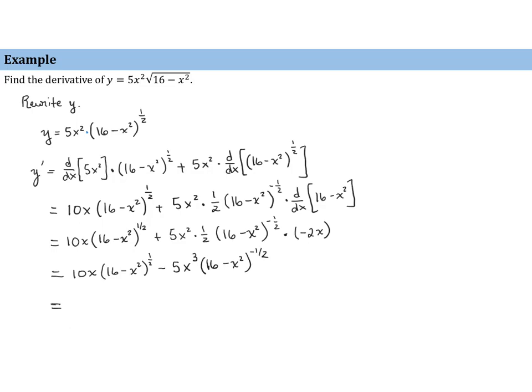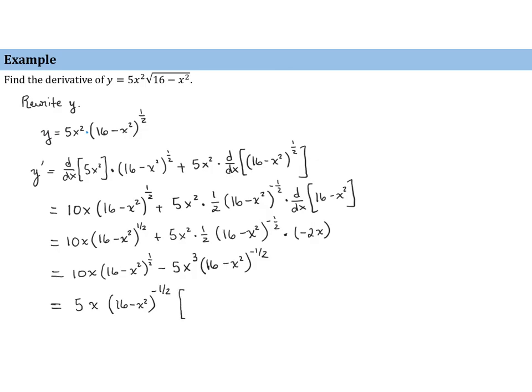In determining what we can factor out of both of these terms, we can look first at our coefficients of 10 and negative 5, and we can factor out a 5. We have an x and an x cubed, so we can factor out an x. We have a 16 minus x squared in both, so we can factor out a 16 minus x squared, and we will use the lower exponent of negative 1/2.